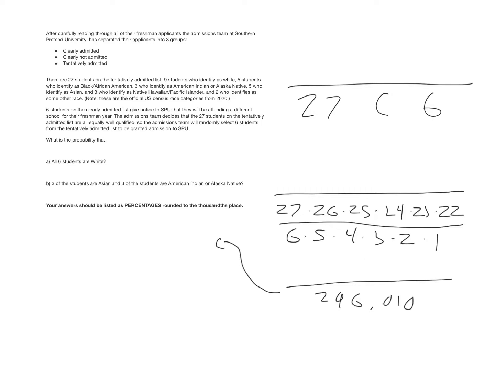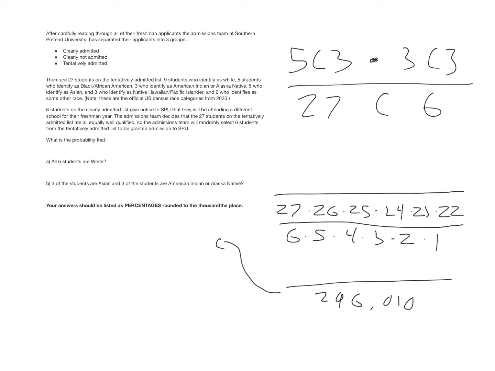Okay. So now I need to figure out how many ways can I choose 3 students who are Asian? Well, I need to know how many there are. 5 who identify as Asian. So there are 5, and I'm choosing 3 of them. And 3 of the students American Indian or Alaska Native. Well, there's only 3 of those.